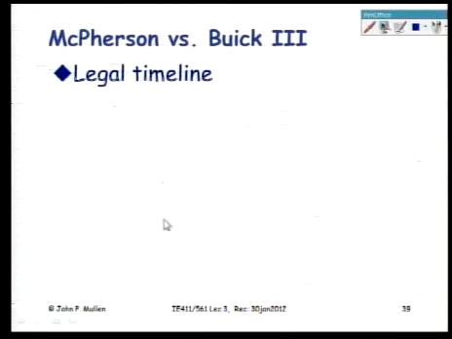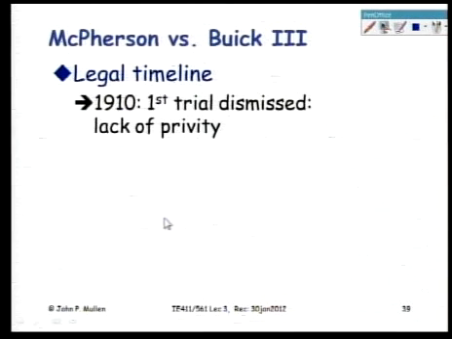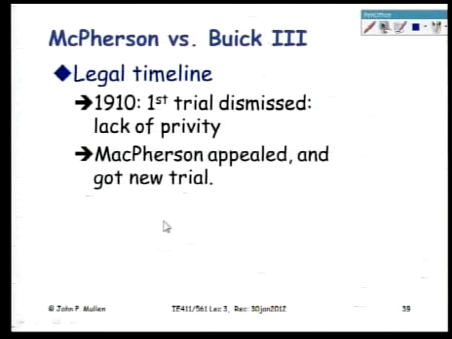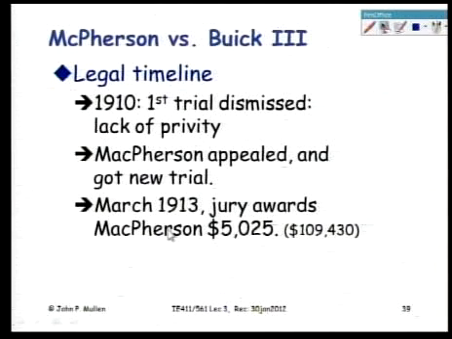So he sues Buick. In 1910, the first trial was dismissed for lack of privity. That was common law. McPherson appealed and got a new trial. So in 1913, a jury awards McPherson $5,025, which doesn't sound like much, but in today's money, it's $109,430, which is a lot more money, but still not much for someone who's permanently disabled. Nowadays, it would be like 10 or 20 million, right? Okay, anyways, that's where it is.